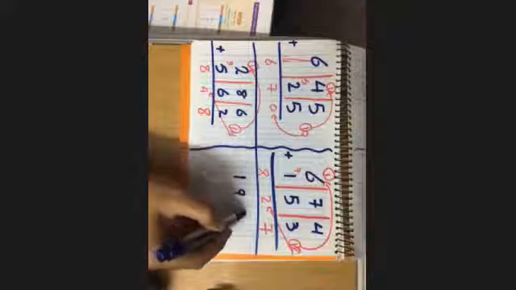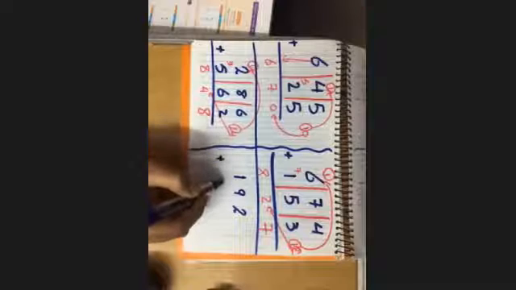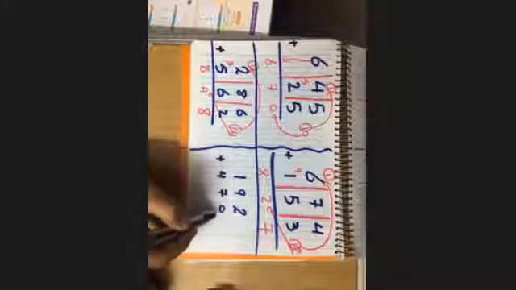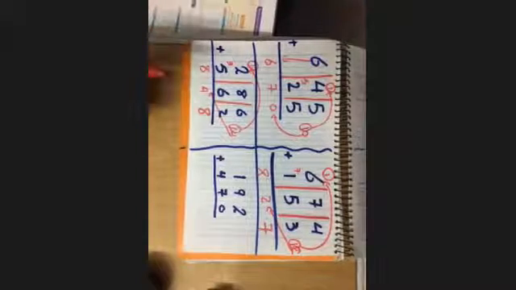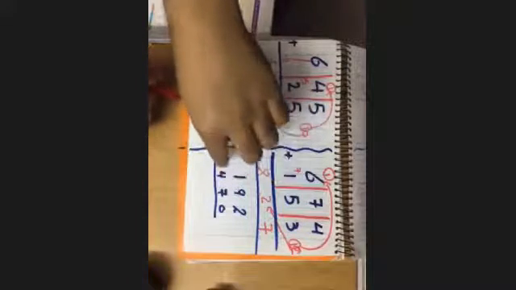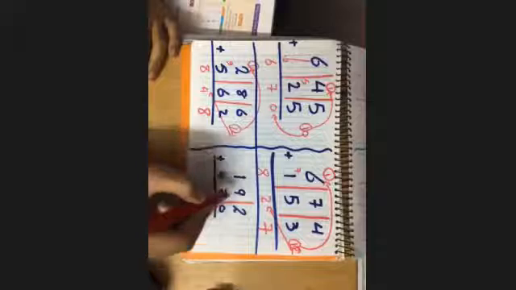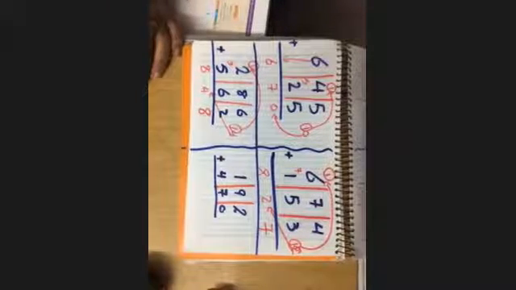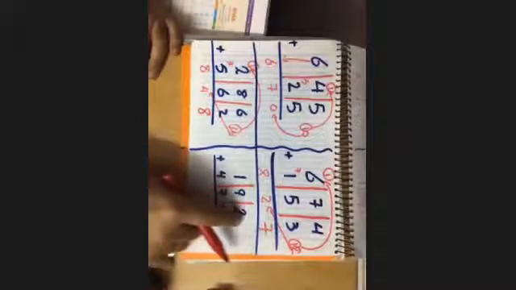192 plus 470. Add 192 and 470. Step 1, make the line between the numbers. This is step number 1. We'll make the line.